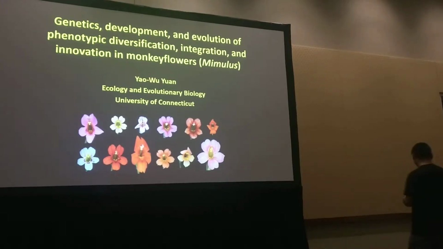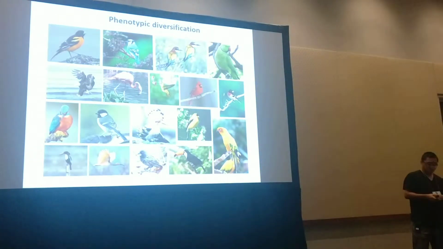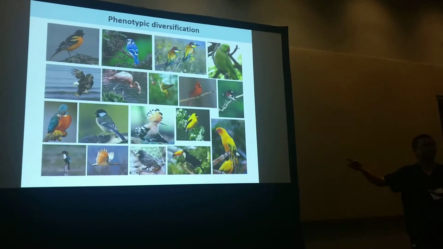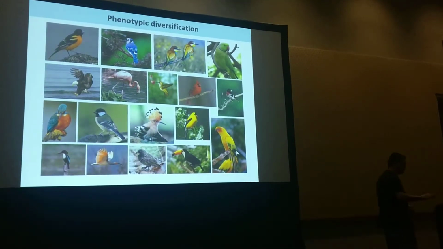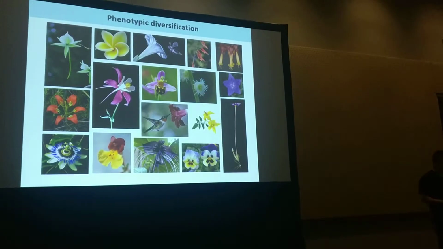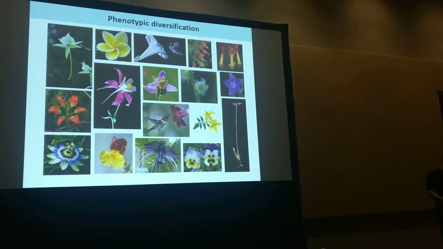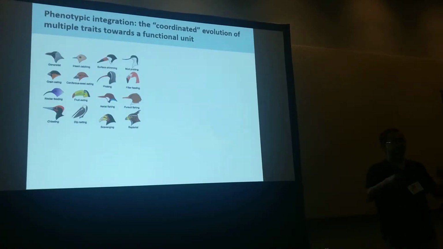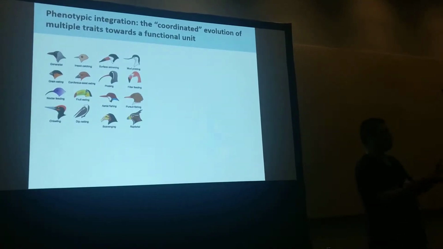Let's go. So diversification is really nothing to say. It's obvious, right? There are so many diverse, beautiful organisms, birds, flowers, whatever you name. And then organisms don't just diversify randomly. They diversify towards a particular trajectory.